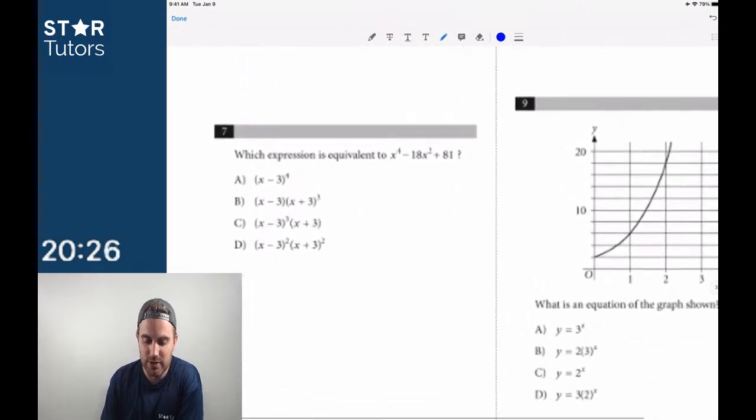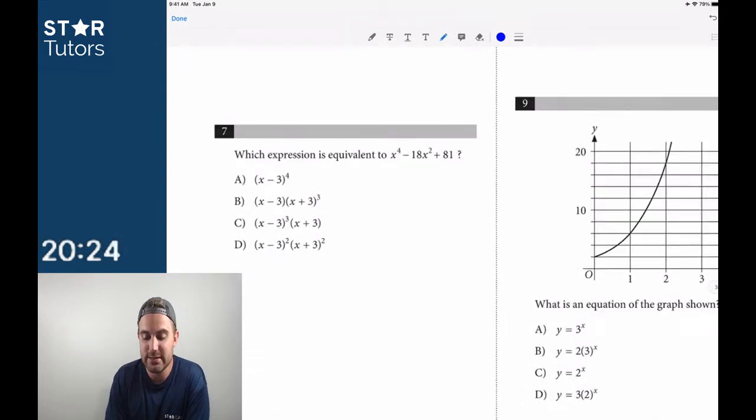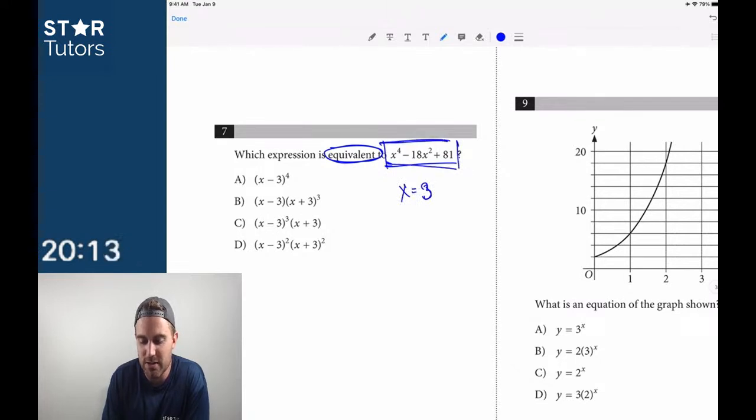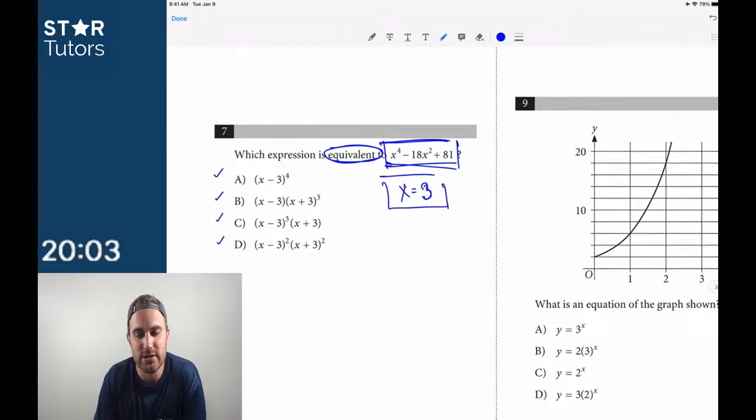For example, this one: which expression is equivalent? Anytime you see the word equivalent, just know that it's not always the fastest way, but you can always plug in a number for x. So you can say x is equal to 3, for example. You solve for this one. This isn't going to be the fastest way to do that on this particular problem, okay? But x is equal to 3. If you plug that in and then you plug it into each of these answer choices, whichever one gives you the equal value is obviously going to be right.